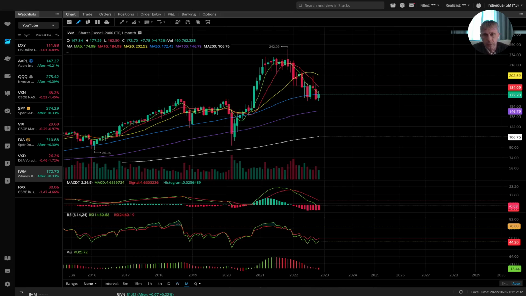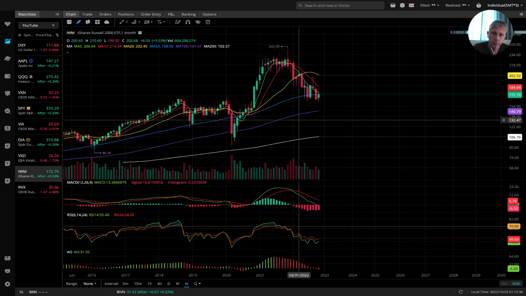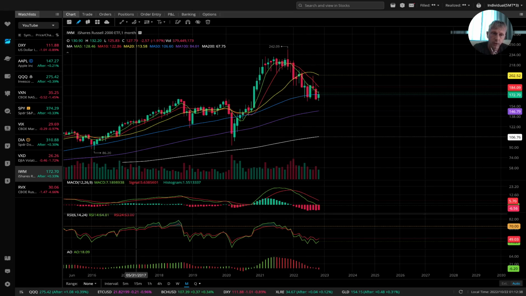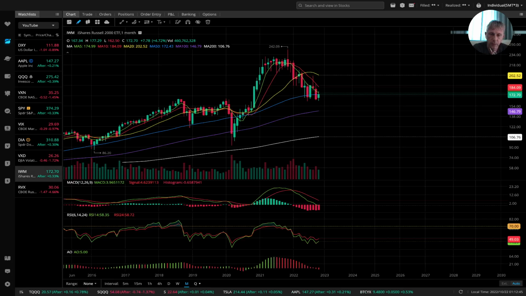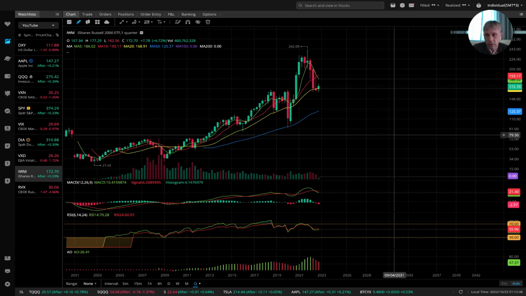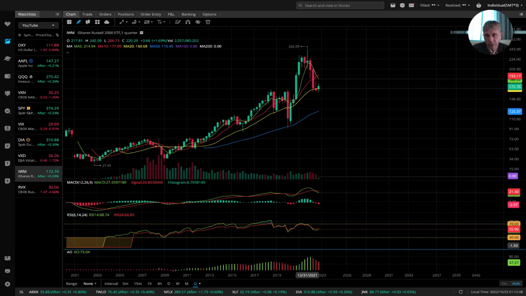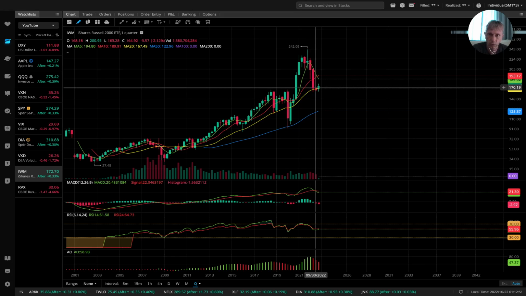Yeah, that's all. Bearish IWM. I didn't check quarterly. Let's check quarterly for IWM. IWM quarterly, bearish signal on all indicators, but it's support for last 3 quarters. It is at the MA200. MA200 strong support for it.